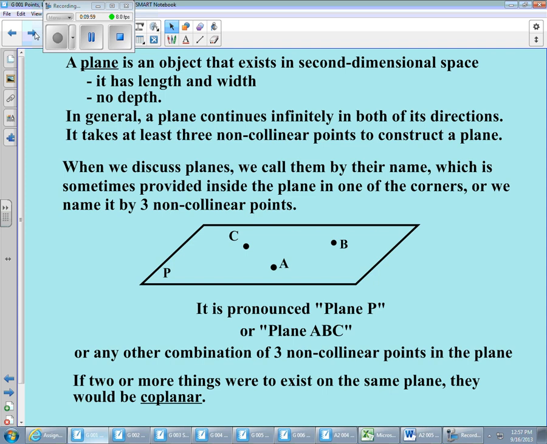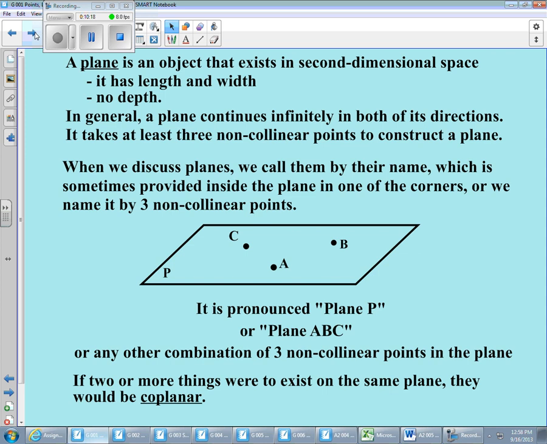Now, one of the things we never really did talk about, but we're going to mention it now, is the definition said when you go to name a plane that the 3 points you name it need to be non-collinear, so not in a straight line. Okay, so let's think about this for a second and see if we can't figure out why that would need to be. Let's say we have 3 points.